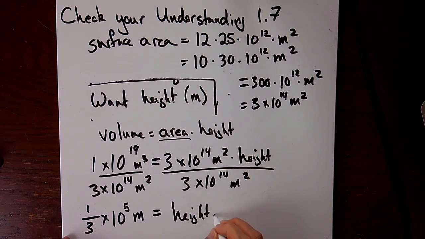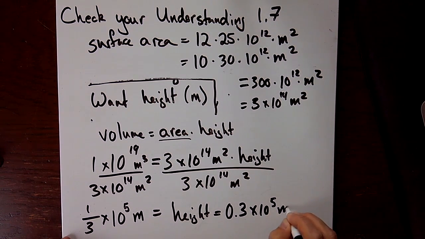This will become, to 1 sig fig, 0.3 times 10 to the 5th meters. And then we can write it in true scientific notation. 3 times, we have to steal one of these 10s to make this 0.3 a 3, so that leaves us with 4 of them. 3 times 10 to the 4th meters, or 30 kilometers.